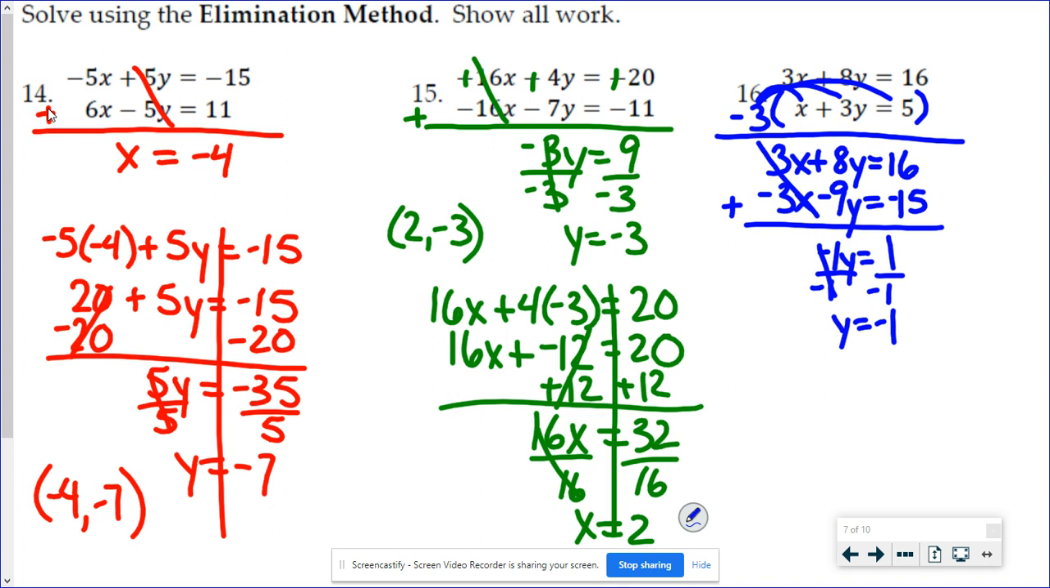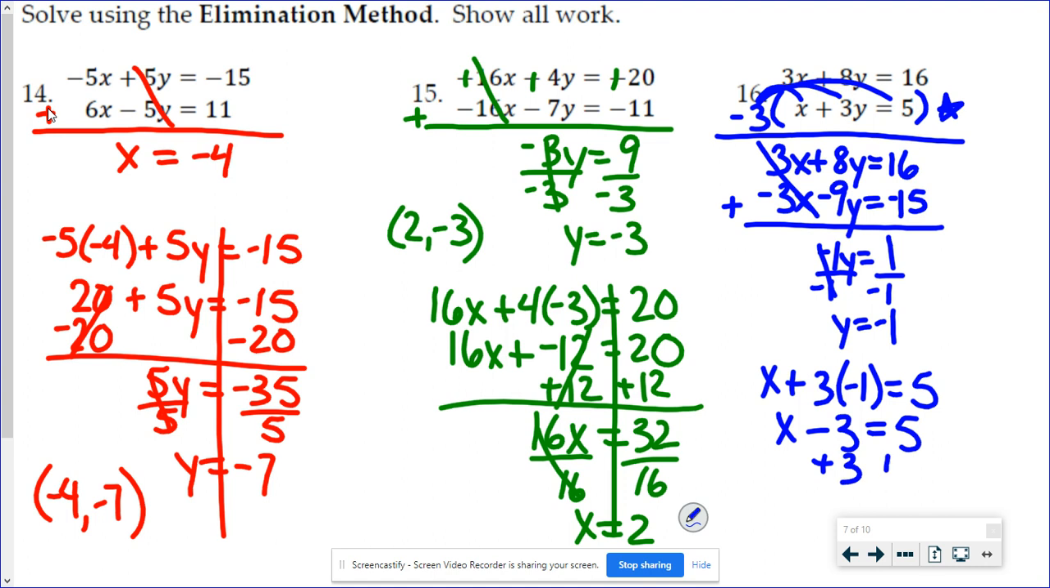Once I know what the y is, I need to find the x. I'm going to use this equation right here before it got changed. It'll be x plus 3 times the -1 equals 5. So x is going to be 8. My ordered pair will be 8, -1.